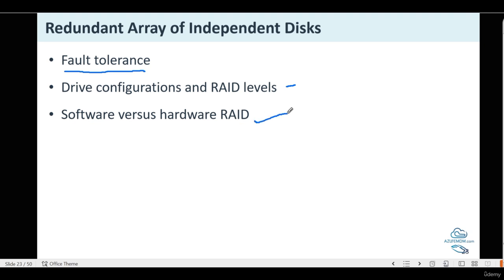Software versus hardware RAID. Software RAID uses the computer's CPU. It is cheaper but slower. Hardware RAID uses a dedicated controller. It is faster, more reliable, but it's costly.